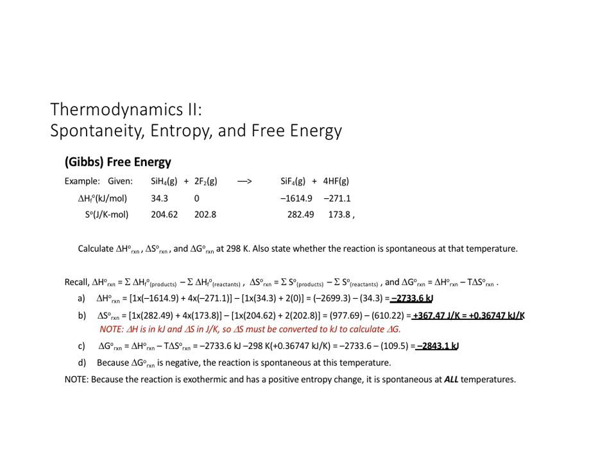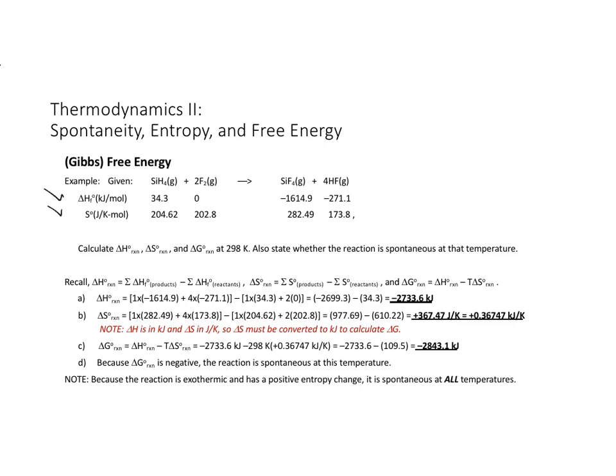Let's look at an example. Here's a reaction between silane and fluorine gas to give me silicon tetrafluoride gas and 4 moles of hydrogen fluoride gas. You are given the enthalpies of formation in kilojoules per mole and the third law, or absolute entropies, in joules per Kelvin per mole.